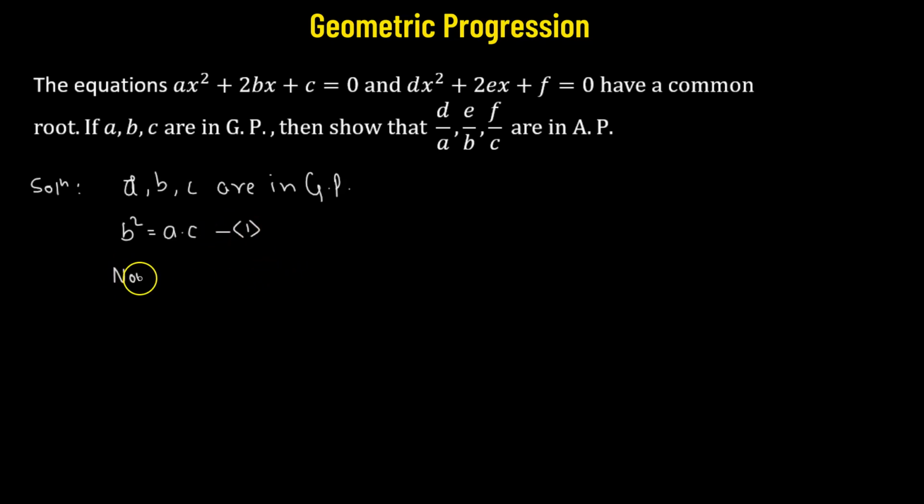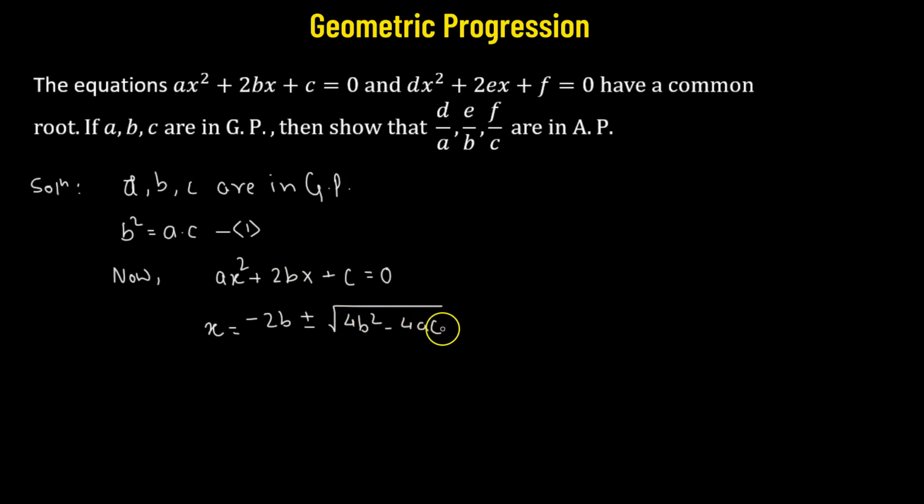Now we consider the first quadratic equation, which is ax squared plus 2bx plus c equals 0. Let's try to find the roots of the quadratic equation. We'll use the standard form. So x will be equal to negative of the coefficient of x, which is 2b, plus or minus the square root of 2b whole squared, so that will give us 4b squared minus 4ac, divided by 2 times the coefficient of x squared, 2a.